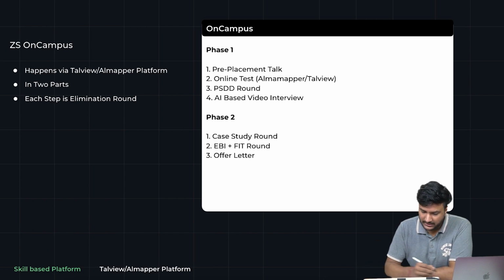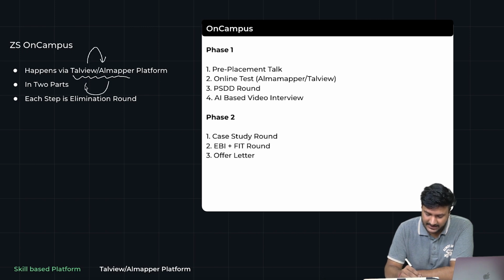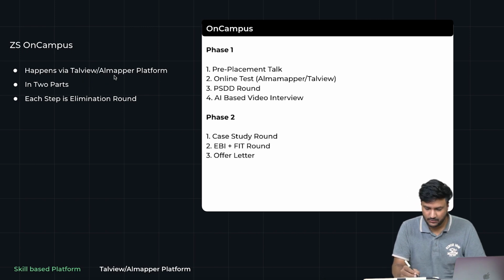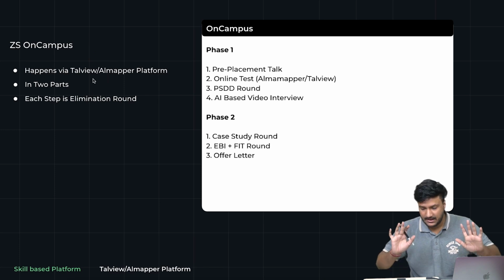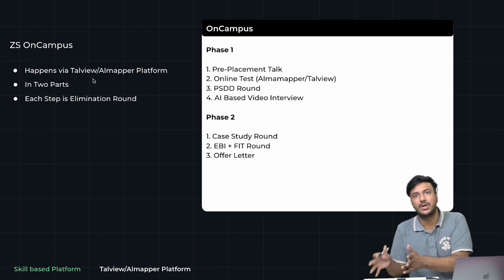If you're attending the on-campus drive, the platform via which ZS hires is called Talview or Alma Mapper. There are not 2 platforms; both of them are basically the same platform. The online test happens on Alma Mapper. The interviews, including the video interview round, happen on Talview. It's the same company with 2 different products: a company called Talview, which has a product called Talview and also Alma Mapper, right?